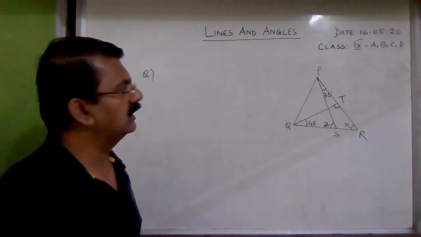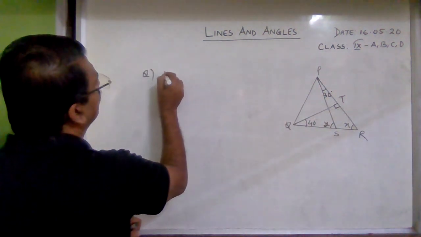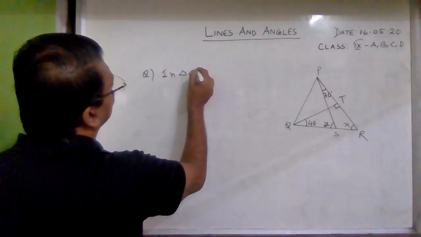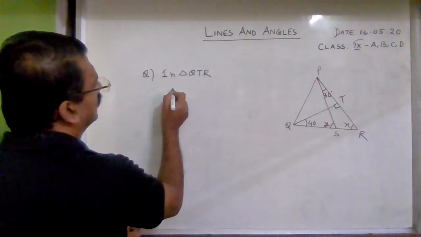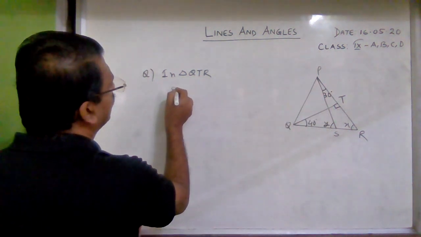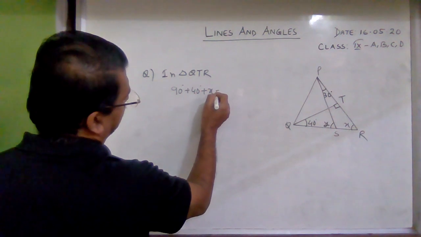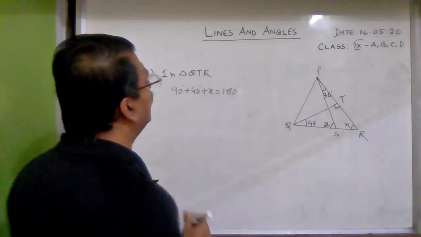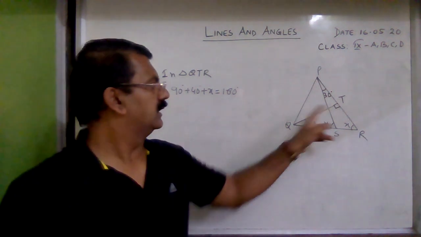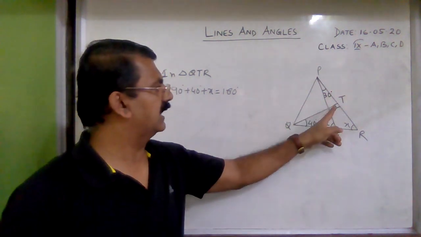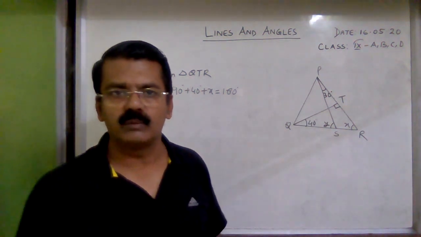So first of all, in triangle QTR, 90 plus 40 plus x is equal to 180. That is the angle sum property of a triangle. That is the theorem 1. You see QTR triangle, one angle is 90, one angle is 40, and the third angle is x. So their sum must be equal to 180.